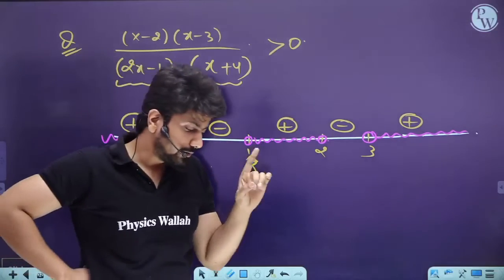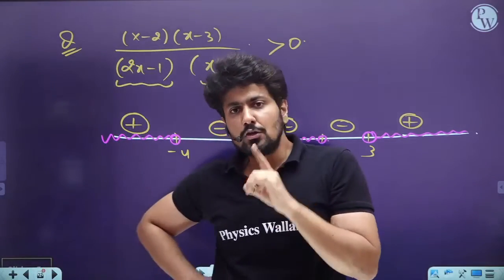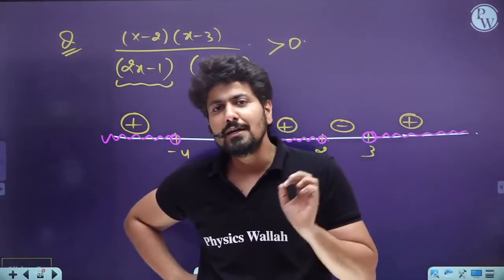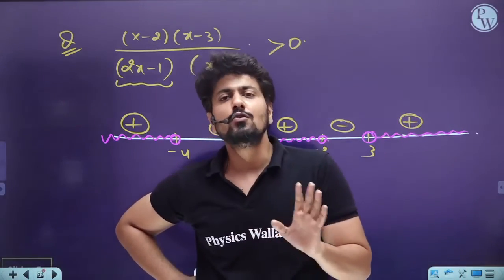Basically, remember this point, a very important point. Don't include those values of x where the denominator becomes 0. Never include that.